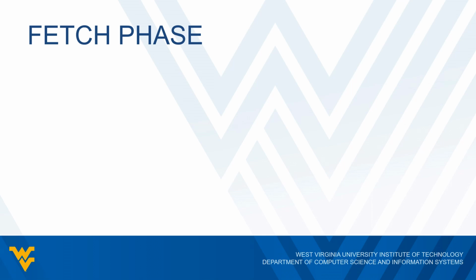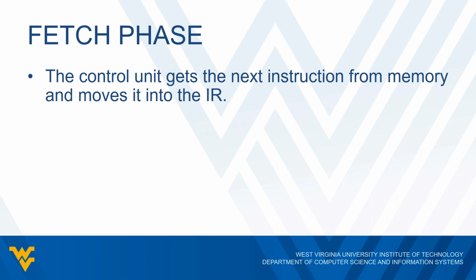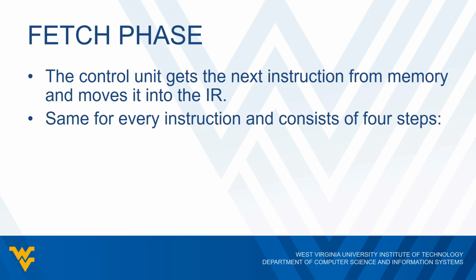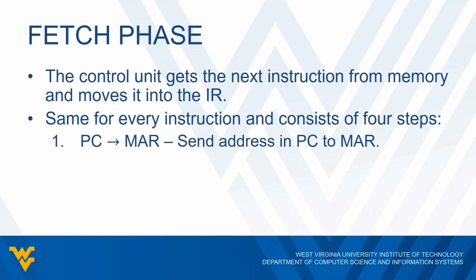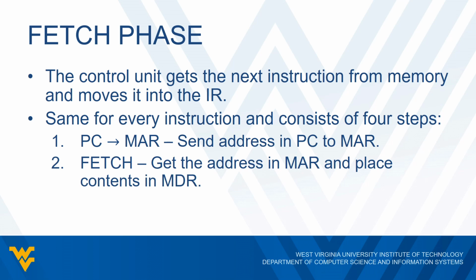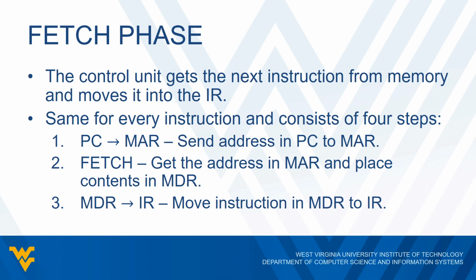During the fetch phase, the control unit gets the next instruction from memory and moves it into the instruction register. The fetch phase is the same for every instruction and consists of the following four steps. First, we send the address in the program counter to the MAR register. We then initiate a fetch operation using the address in the MAR. The contents of that cell are placed in the MDR. We then move the instruction in the MDR to the instruction register so that we're ready to decode it during the next phase.